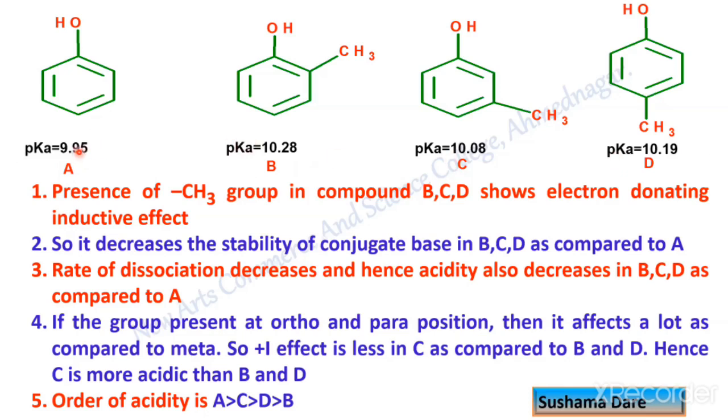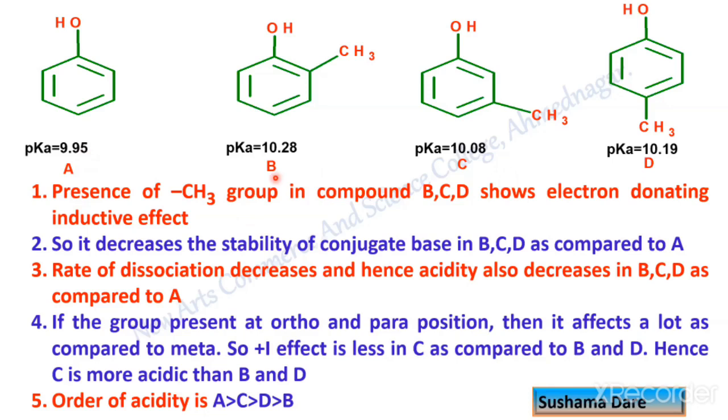So the smaller the pK value, the stronger is the acid. The reason behind it: in phenol, there is an absence of the plus I effect. Because of the absence of the plus I effect, this phenoxide ion is more stable, hence the rate of dissociation is fast and hence it is a strong acid.